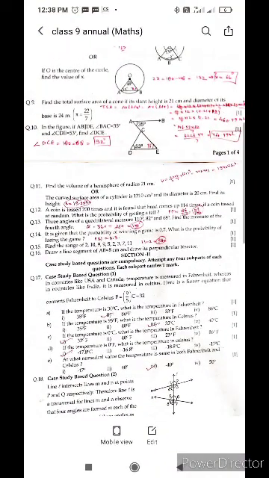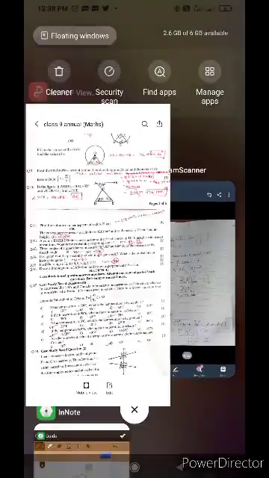Now the second part of the same question says the curved surface area of a cylinder is 1210 centimeter square and diameter is 20 centimeter. Find its height. Curved surface area is given and diameter is 20 centimeter. We have to find the height. Just wait a second.